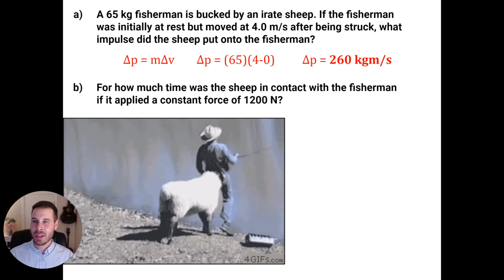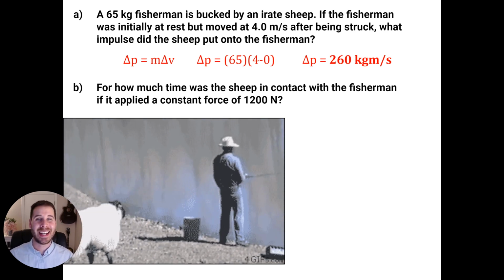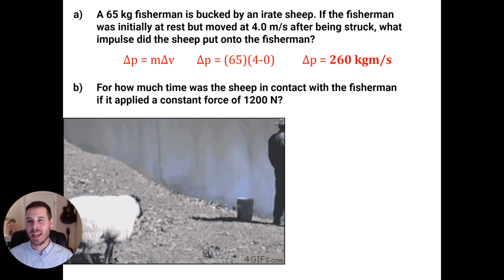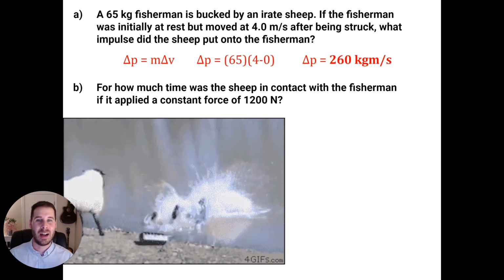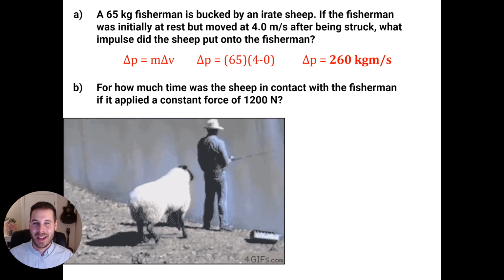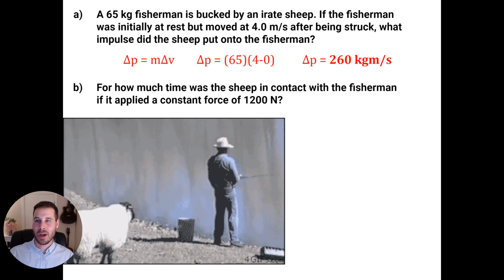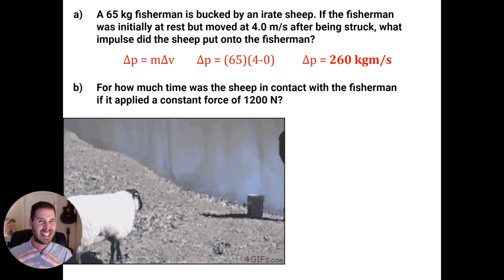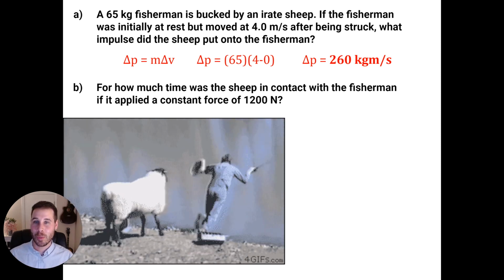Part B. For how much time was the sheep in contact with the fisherman if it applied a constant force of 1,200 newtons? Well, let's see. They want to know the contact time between the two objects, and we're being told the force.